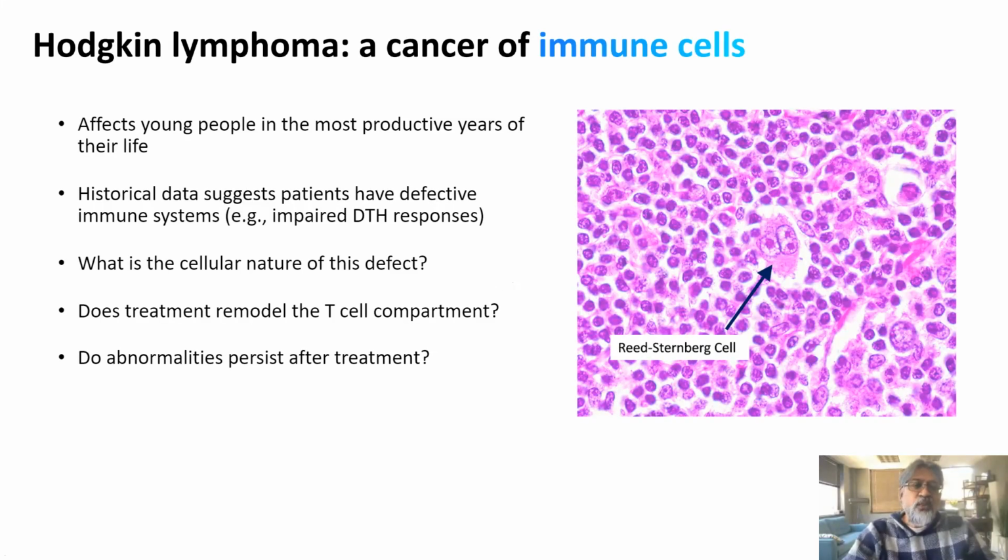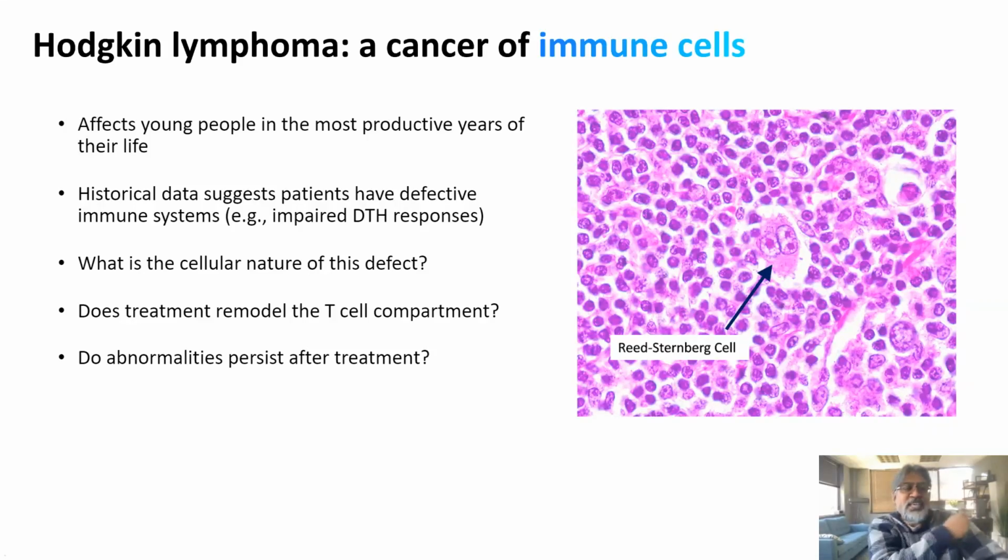And the disease setting that we're looking at is a lymphoma, and it's near and dear to my heart because I had it as a grad student. It's Hodgkin lymphoma. It's a cancer of immune cells that affects mostly young people in the most productive years of their life. The historical data that is available about Hodgkin's lymphoma suggests that patients have defective immune systems.